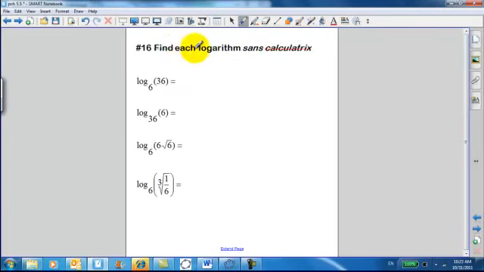Now we're going to find all these logs sans calculator. That means without a calculator. So this equals 2, because 6 squared equals 36. So I'm imagining the power that goes in between these two. Now this one's a little trickier. To get from 36 to 6, you have to take a square root, which is a 1/2 power. So log base 36 of 6 is a half, because 36 to the 1/2 equals 6.